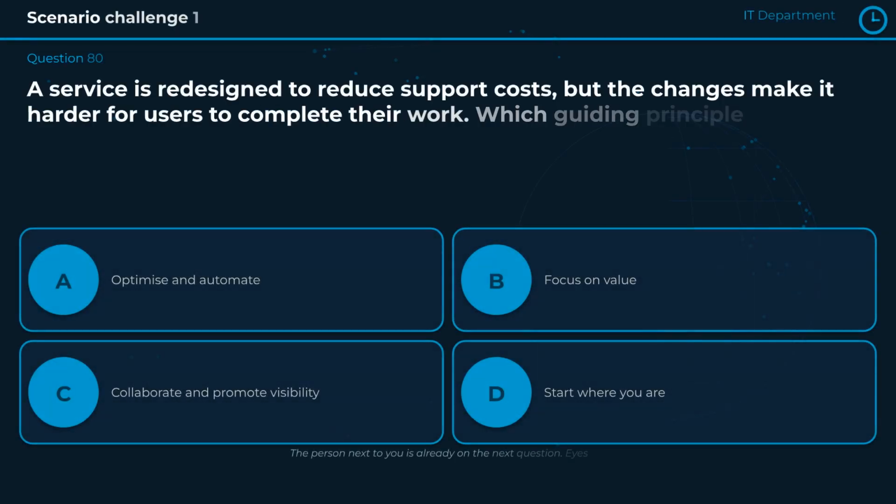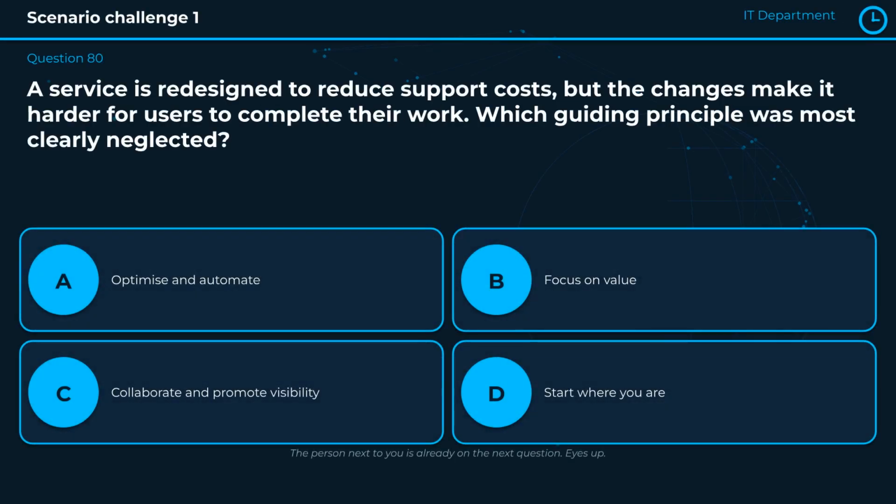Question 80. A service is redesigned to reduce support costs, but the changes make it harder for users to complete their work. Which guiding principle was most clearly neglected? A, optimize and automate. B, focus on value. C, collaborate and promote visibility. Or D, start where you are.